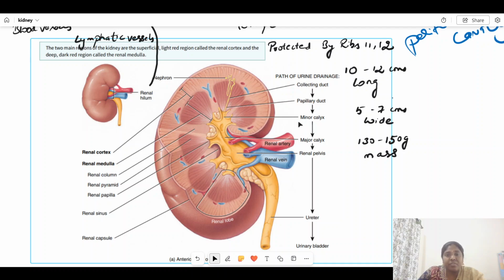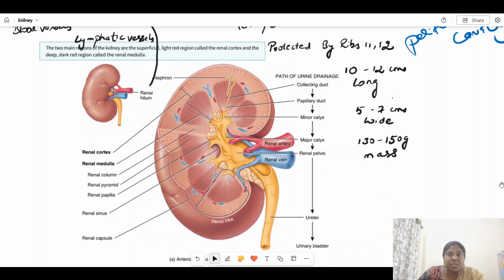From the papillary duct, the minor calyx receives the filtered urine. Then this is the major calyx, and from the major calyx it goes into the renal pelvis. This is the renal pelvis, and the ureter carries the combined urine. Through the ureter it will go to the urinary bladder. Hope this image is clear to all of you.